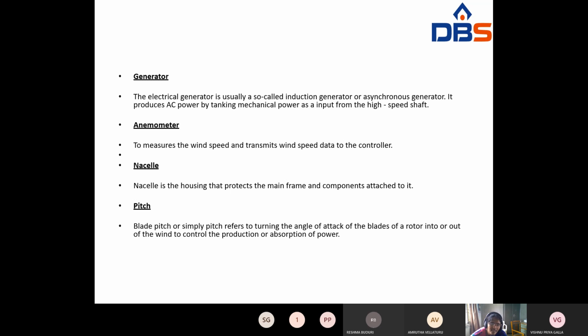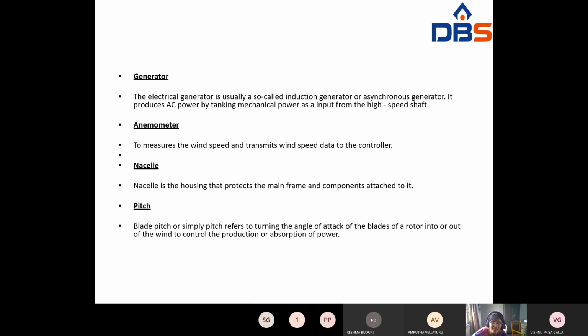Generator. Why do you use the generator? The electrical generator is usually called an induction generator or synchronous generator. Generators are of many types, and here you are using the induction generator or synchronous generator. It produces AC power by taking mechanical power as input from the high speed shaft. So the input to the generator is mechanical, and whenever you give mechanical input, it produces electrical output.